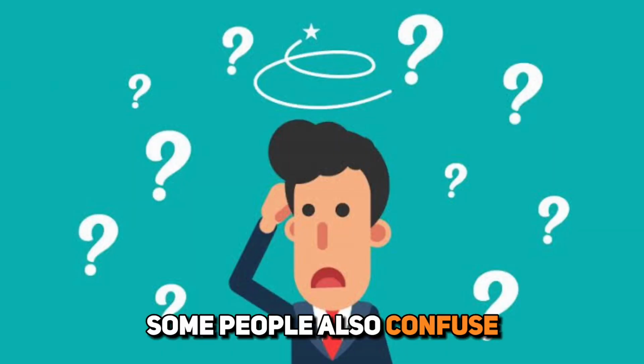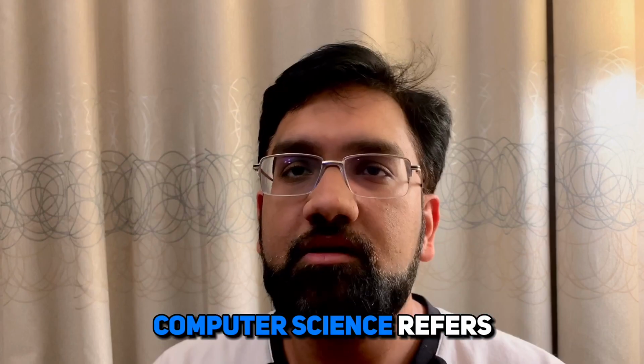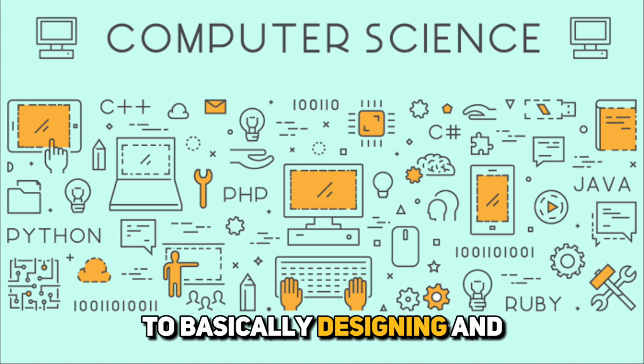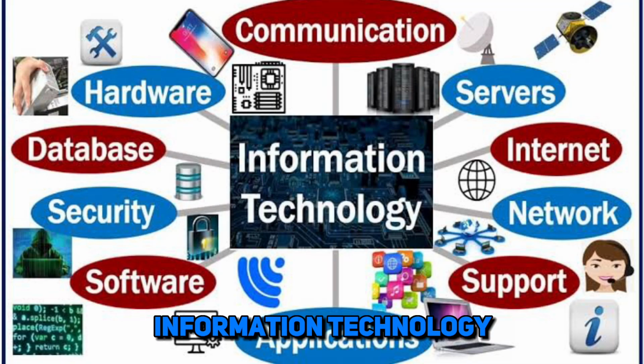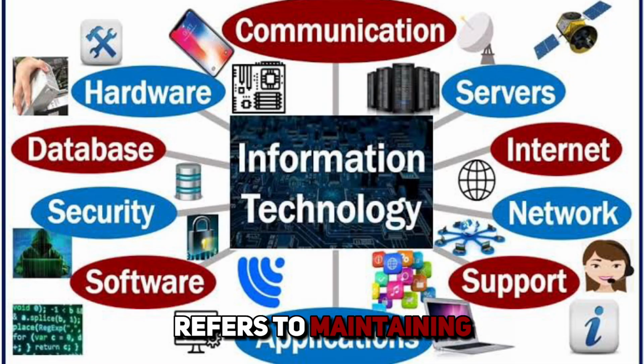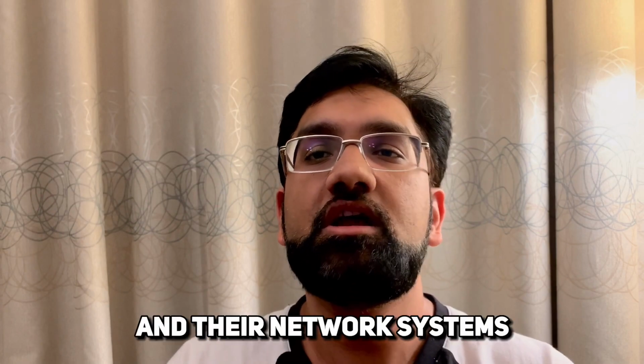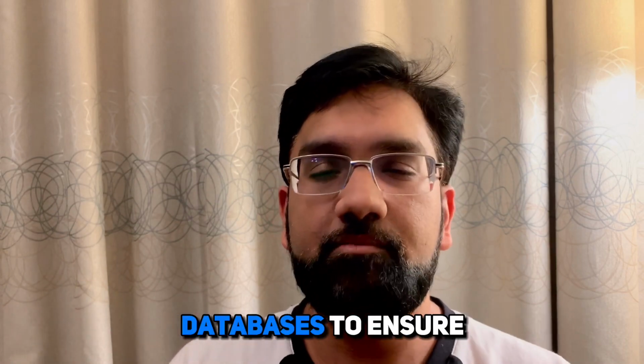Some people also confuse computer science with IT. Computer science refers to basically designing and building computers and computer programs. Information technology, on the other hand, refers to maintaining and troubleshooting those computers and their networks, systems, and databases to ensure they run very smoothly.